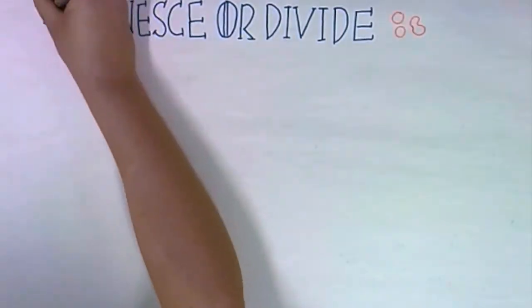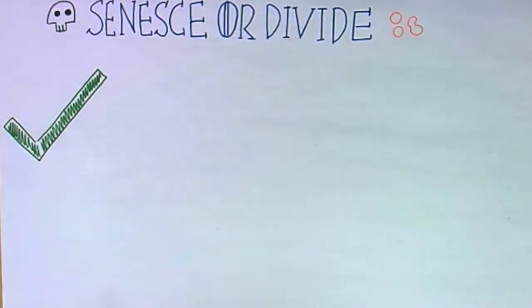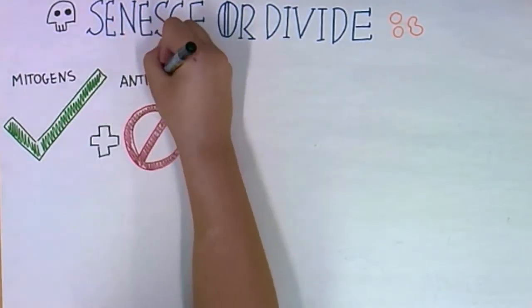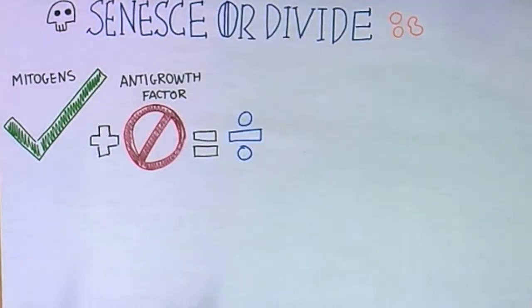When cells play the game of chromosomes, they can senesce or divide. Under the influence of mitogens or lack of anti-growth nutrients, the cell enters cell division, where the cell cycle must be completed correctly, otherwise its fate is apoptosis.